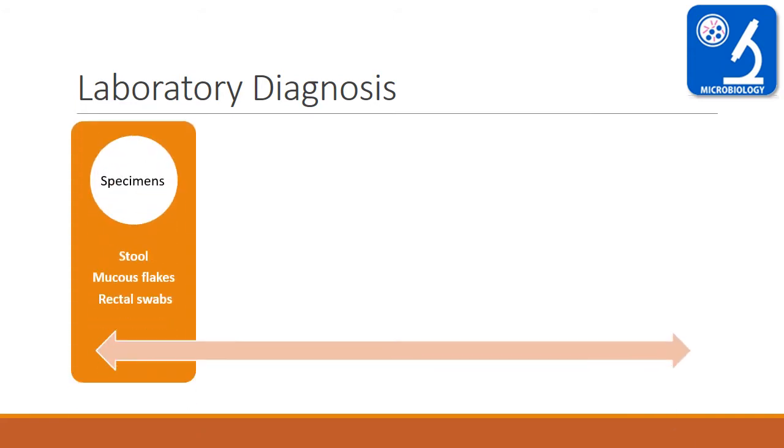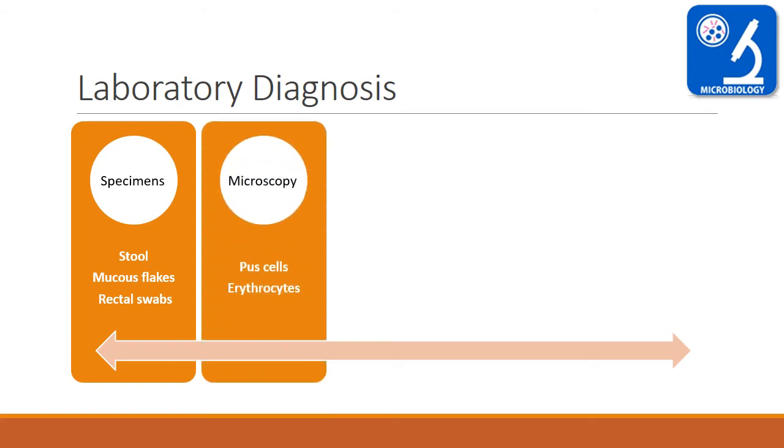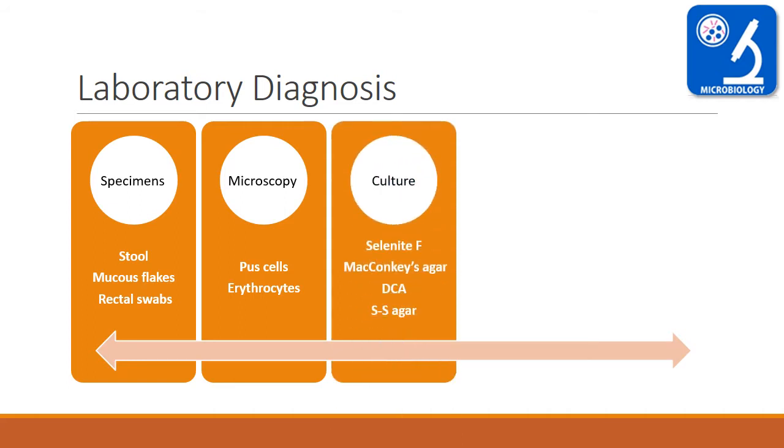So first of all, specimen collection. We can collect specimens like stool, mucus flecks and rectal swabs. Then microscopy. You can do microscopy of a wet mount preparation of stool, where you can observe the pus cells and RBCs.